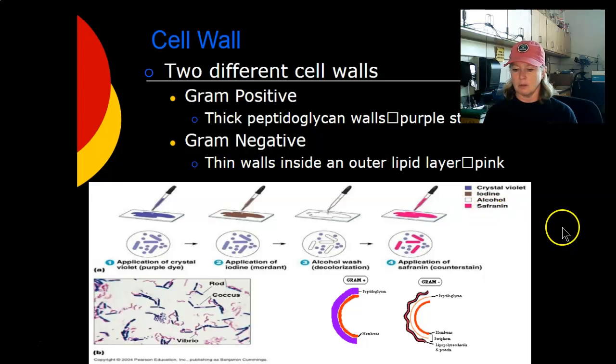The cell walls are made out of peptidoglycan, and so the difference is that you've got gram-positive and gram-negative. Gram-positive are going to stain purple, and gram-negative are going to stain pink. And the thick walls of the gram-positive hold onto that stain, which is why they stain purple, and the gram-negative ones have an outer lipid layer that kind of blocks that stain, so they end up being pink.